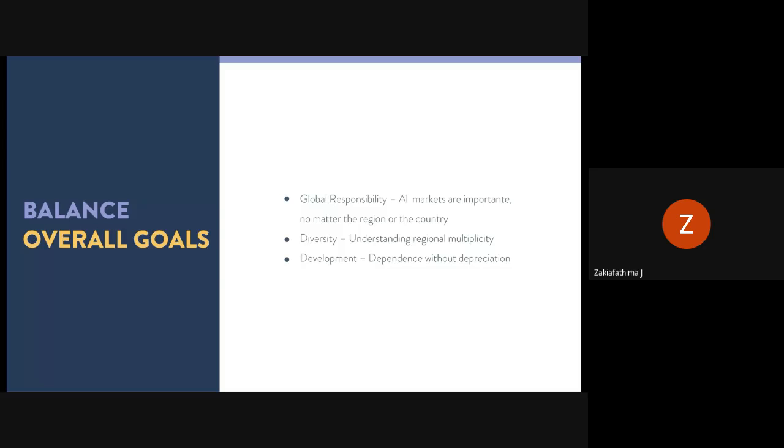So development: dependence without depreciation. What it means is, when you develop something, there should not be any kind of depreciating value. You cannot have your economy depreciating because of, like we spoke about, market conservatism, where people conserve those particular products and list them at a higher value, so certain people get affected and are not able to access them because of the higher value. That is what you consider under dependence without depreciation.